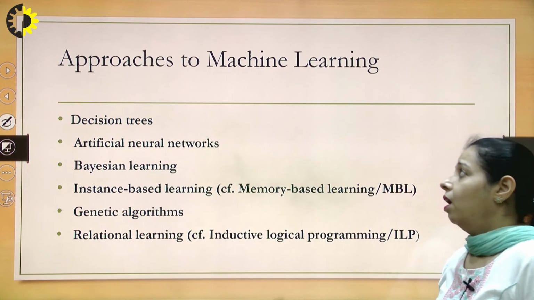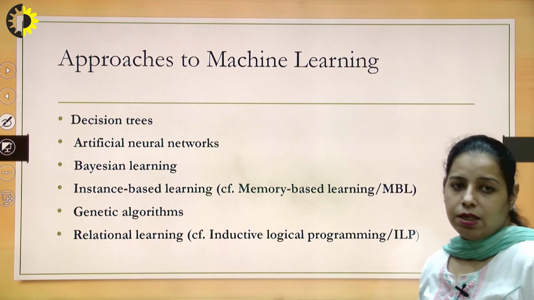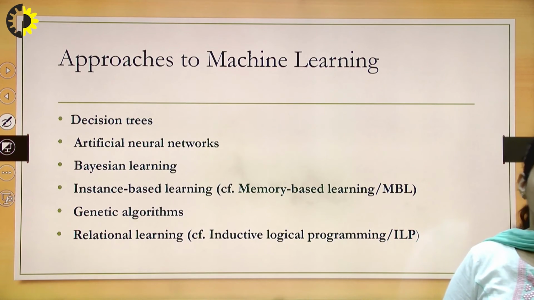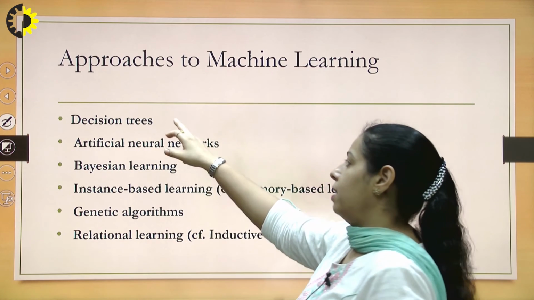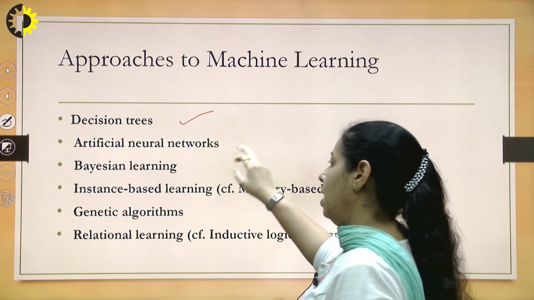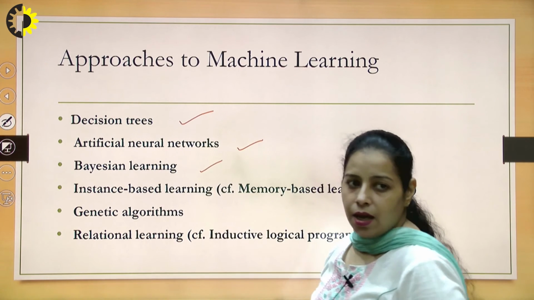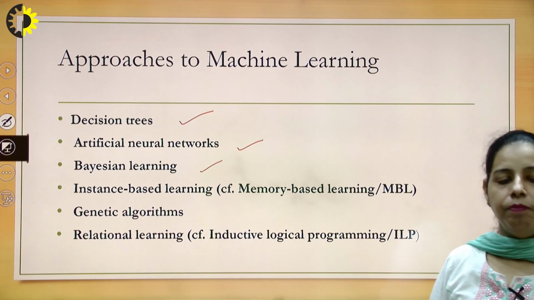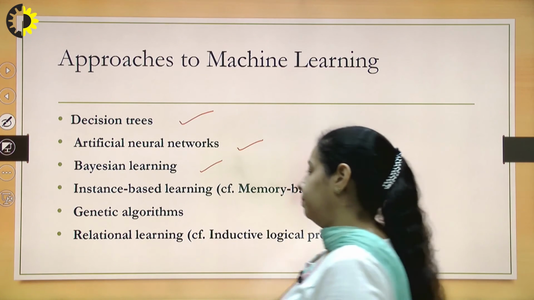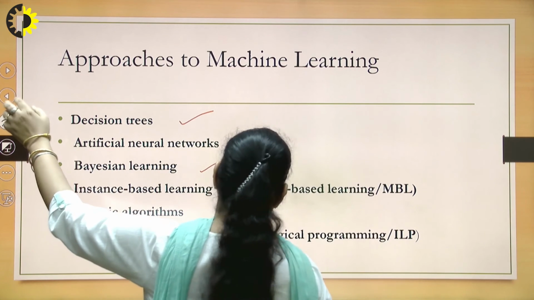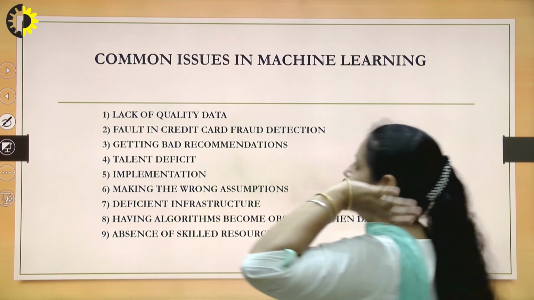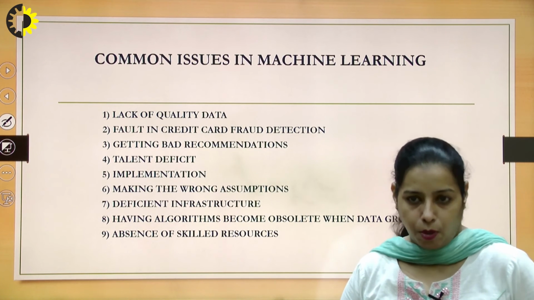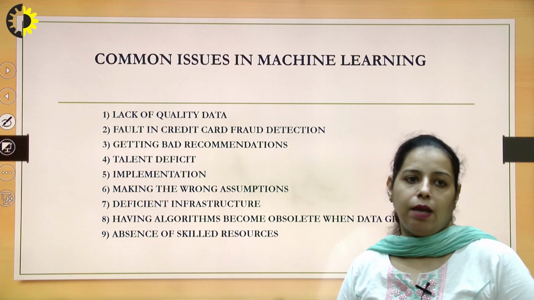Now, after going through all these decision learnings, next is what approaches the machine learning algorithm takes. It can take the approach of decision tree, ANN, Bayesian learning, instance-based learning, that is memory-based learning, genetic algorithm, and relational learning, which comes under inductive logic programming. So this is a general idea about well-posed problems and the design of a learning system.